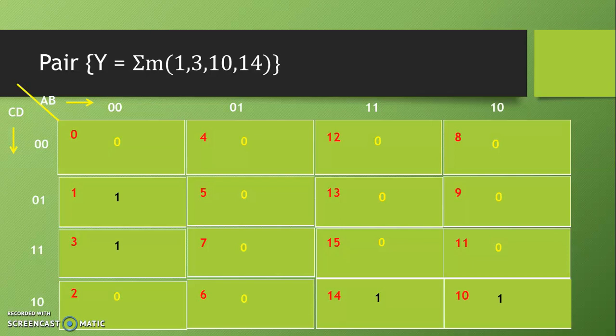One group is possible vertically because both the ones are adjacent to each other. Here also we have the possibility of one pair. So we can prepare a pair of ones vertically as well as horizontally. So 2 pairs are possible in the given K-map.